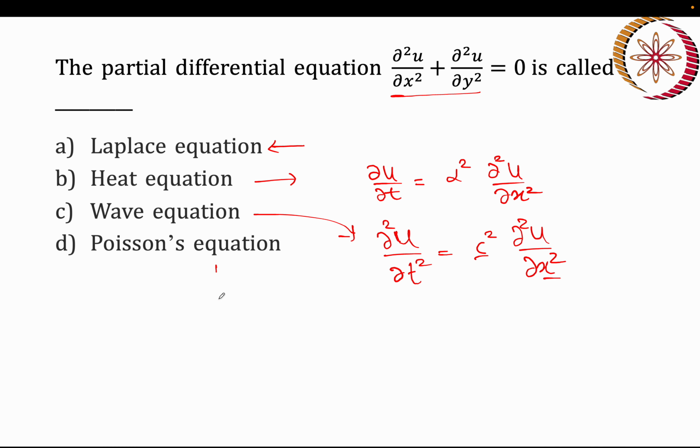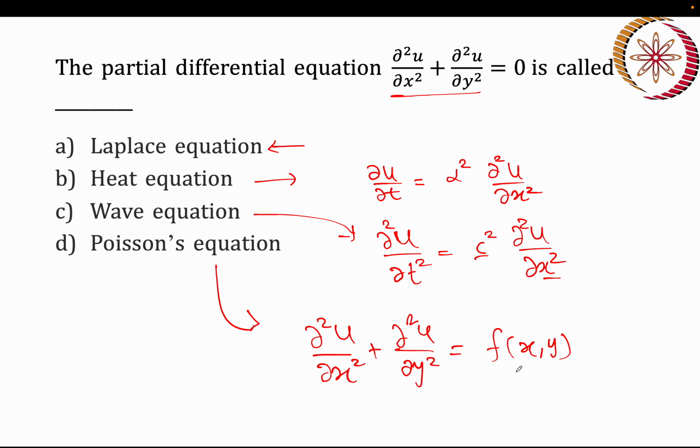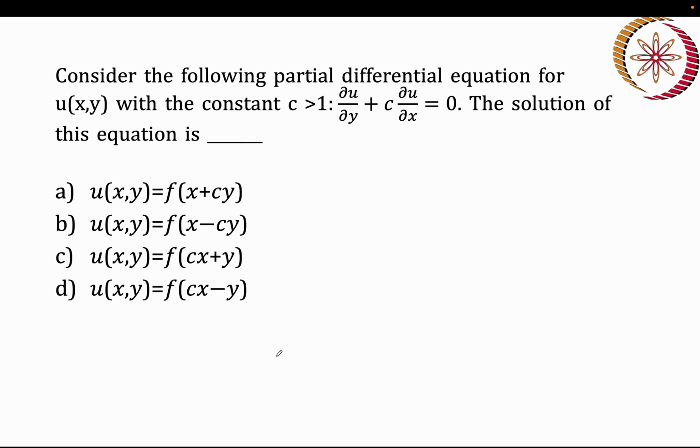And for the Poisson equation, ∂²u/∂x² + ∂²u/∂y² is equal to some function of x, y. So here if it is 0, that will be the Laplace equation. If it is non-zero, then it will be the Poisson equation. Okay, so we will go to the next question.